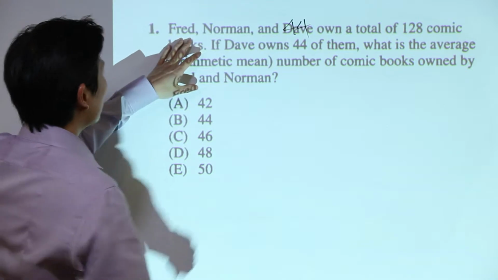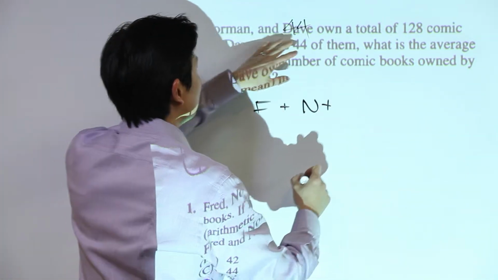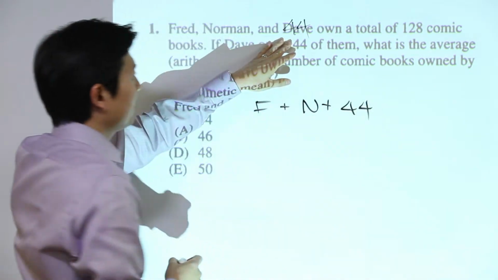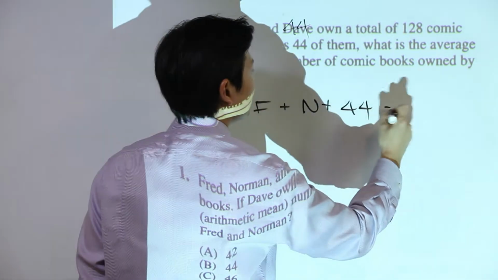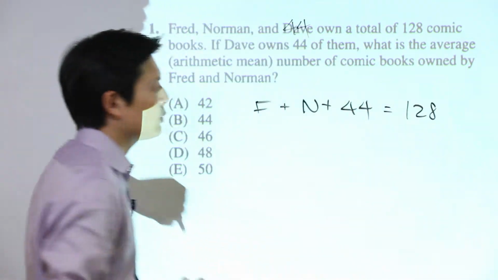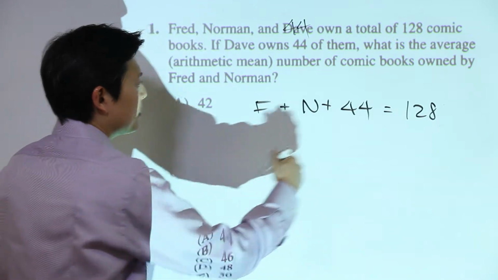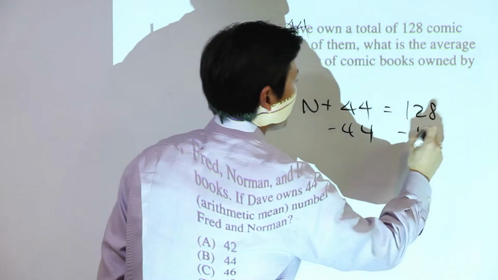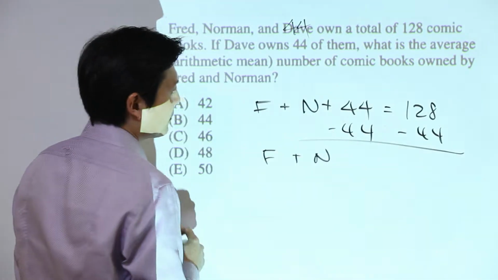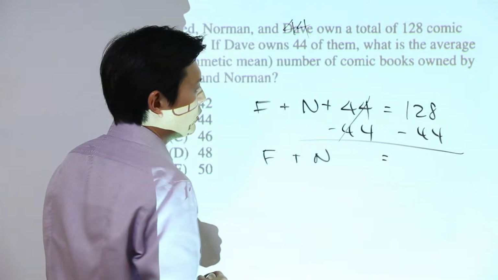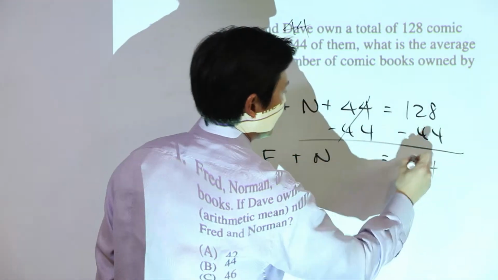We know that Fred plus Norman plus Dave, which is given as 44, if we add up all their comic books, they have a total of 128. That's what that says, right? And of course, we can simplify this, can't we? By subtracting 44 on both sides, we would have an F here, an N here. Those will cancel out, is equal to, if we do that, that's a 4, 12 minus that's 8.